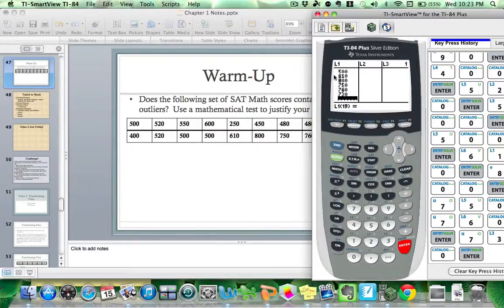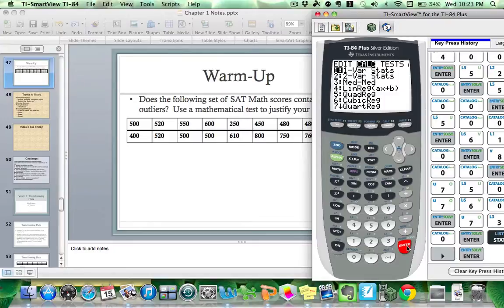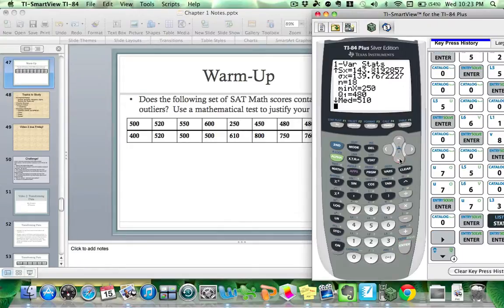So as a quick reminder, I entered the data in my calculator. I saw that there were 18 entries, which matched what I saw. I went to Stat, Calc, one variable stats, and I calculated the mean, the standard deviation, the 5-number summary, some other stuff that we're not sure about yet. I see that the mean is 543.88 and the standard deviation is 143.82. If I scroll down, I see the 5-number summary, which is 250, 480, 510, 610, and 800.